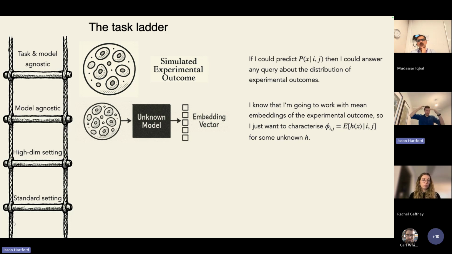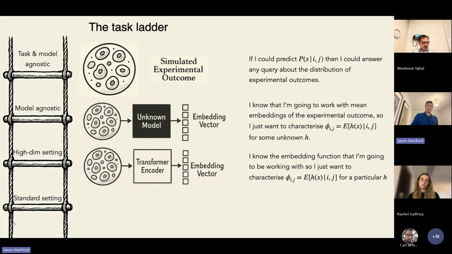Now, it turns out that's just a more constrained setting, and we can approach it differently. So it's more constrained, but it's useful for many things. But importantly here, I'm not assuming that I know h, right? So I could do this for any embedding function, not some particular embedding function, which then suggests the next step down on the rung is where I know h as well. So I know the embedding function I'm going to be using, and so that's a more specific case.